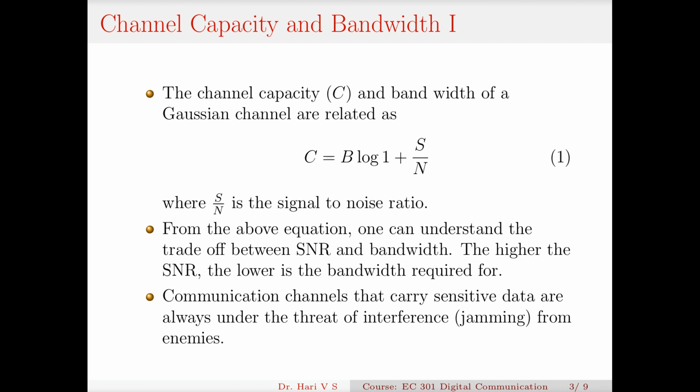Now if you look at the third point, the communication channels that carry the sensitive data are always under the threat of interference or jamming. Whenever we have military data or military communication happening, my enemies always try to interfere with the data and snatch the data away from me. They send jamming signals at me and they take away the data. I have to make my system robust against any jamming. So that is what spread spectrum is doing. The prime point in spread spectrum communication is the security of the data.